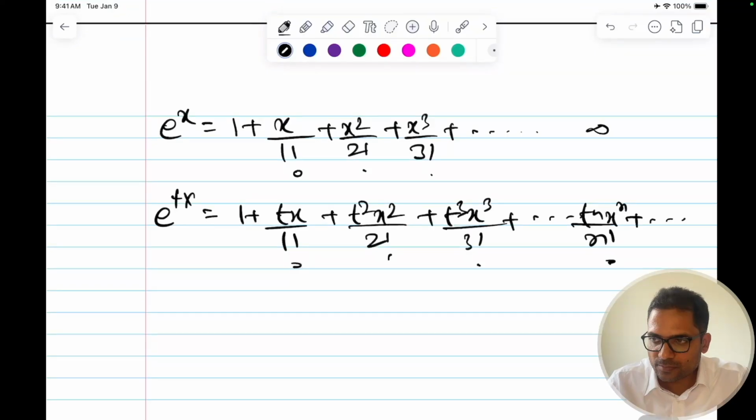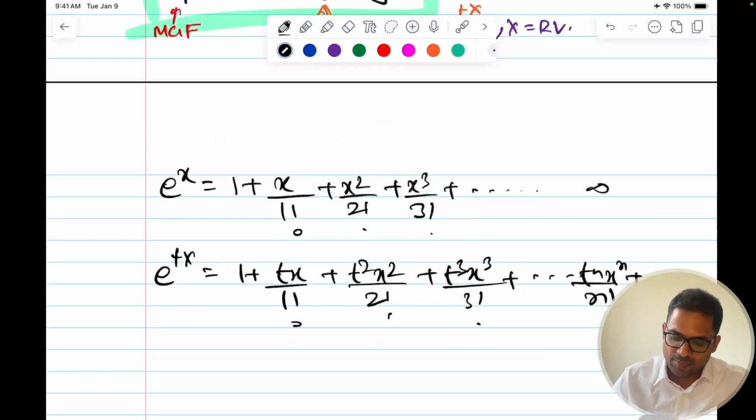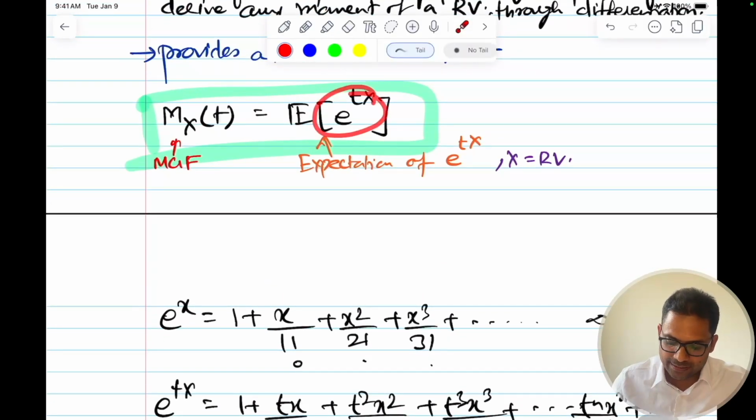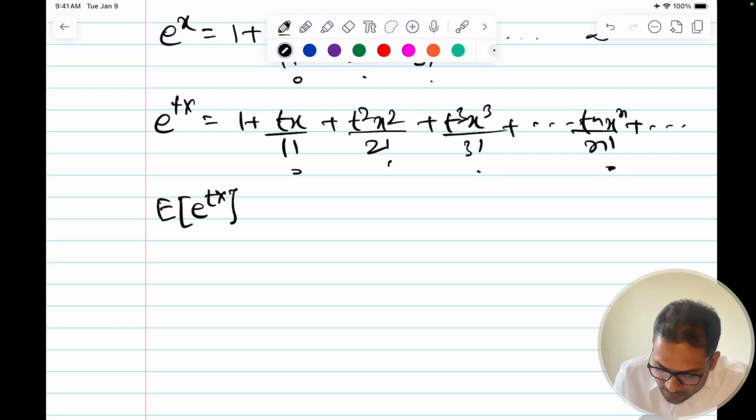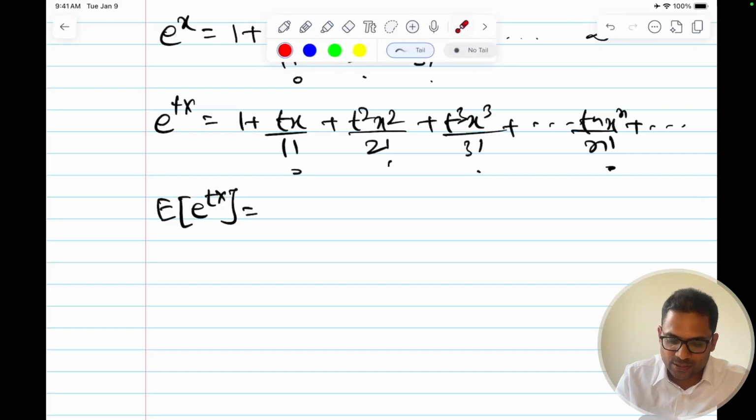Since my moment generating function M_X(t) is the expectation of e to the power tX, now what is the beauty? What will be the expectation of this? Wherever x is there, we replace it with the corresponding expectation. t is a constant with respect to x, so that will remain as it is. As I mentioned, the expectation of a constant is the constant itself, so it comes outside. X is the random variable. So let's put those values.